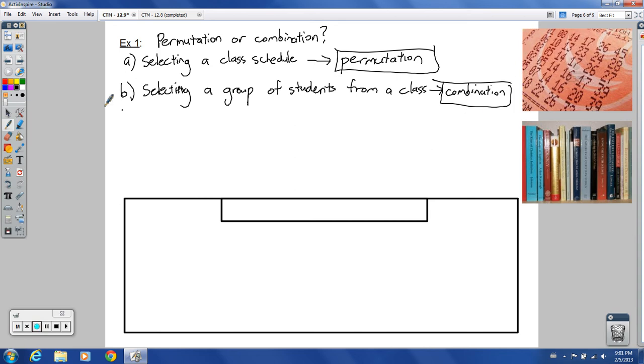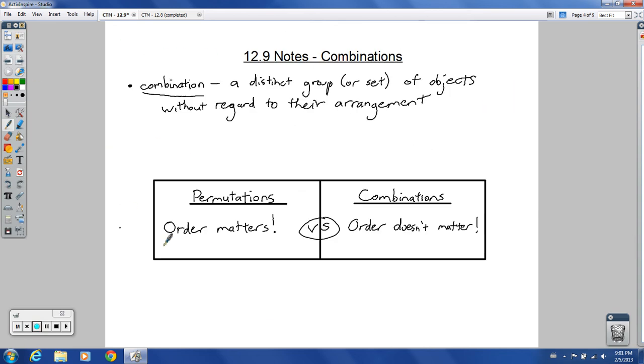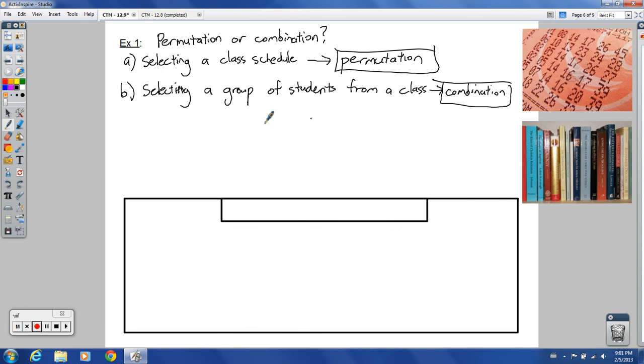Okay, if you want to write that underneath, you can, but we've said that over here already. So why are these permutations? Order matters. Why are these combinations? Order doesn't matter. So here, order does not matter.